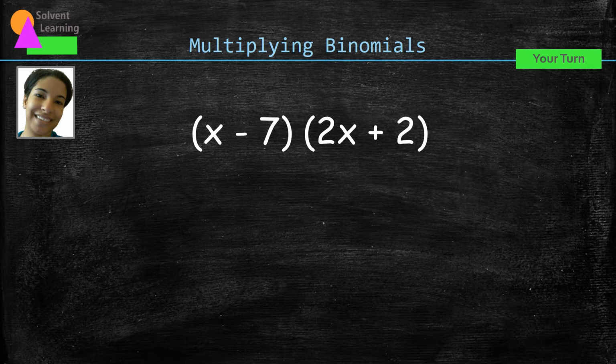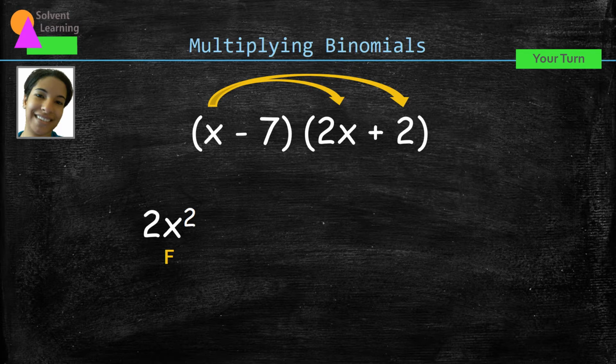Okay, let's see how we can solve this one using double distribution and FOIL. You could have picked either method that you want, but I'm going to walk through how you would have used either one of those. So first, we distribute the x through the second binomial. So x times 2x gives us 2x squared. That takes care of the F, the first terms in FOIL.